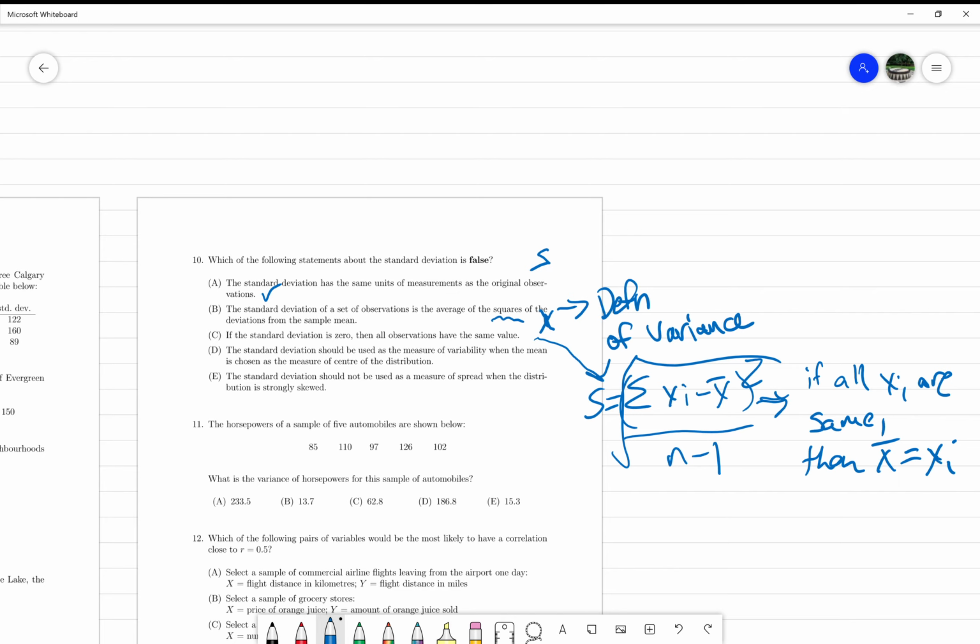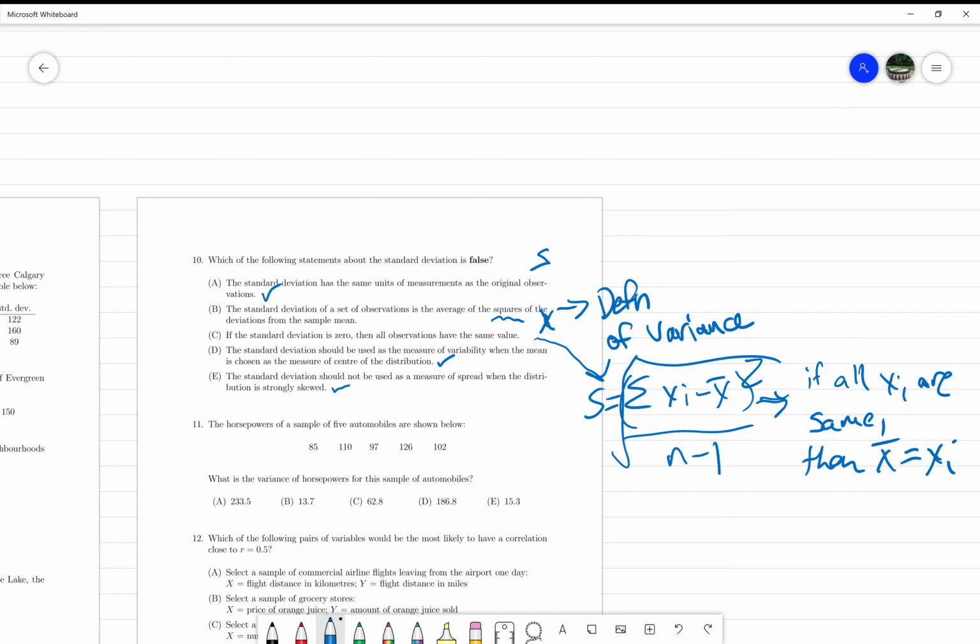And then for choice D, the standard deviation should be used as a measure of variability when the mean is chosen as a measure of center. This is true. In the notes, if the distribution is skewed, the best measurement would be to use IQR to measure spread. But for symmetric distributions, mean and standard deviation are better measurements.